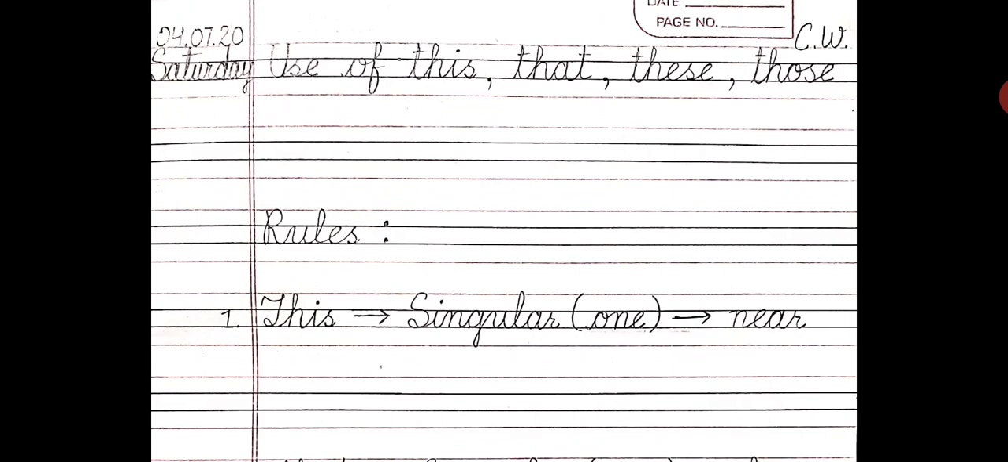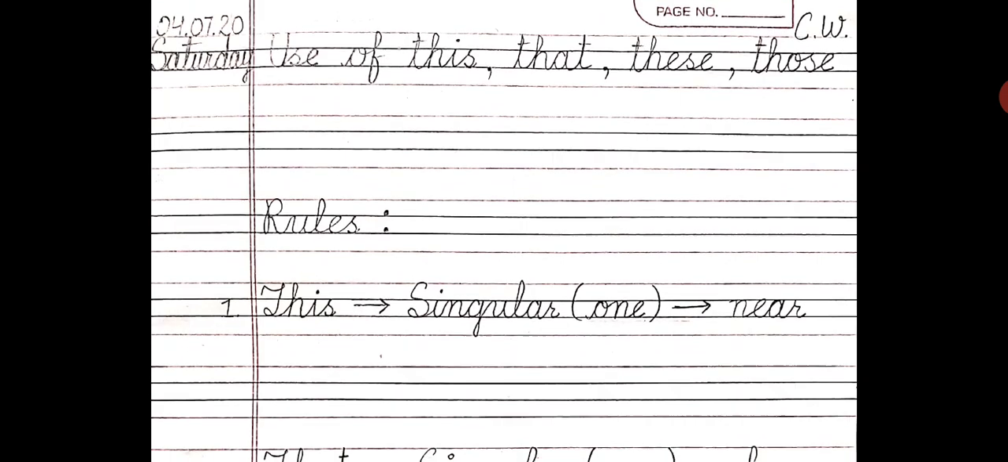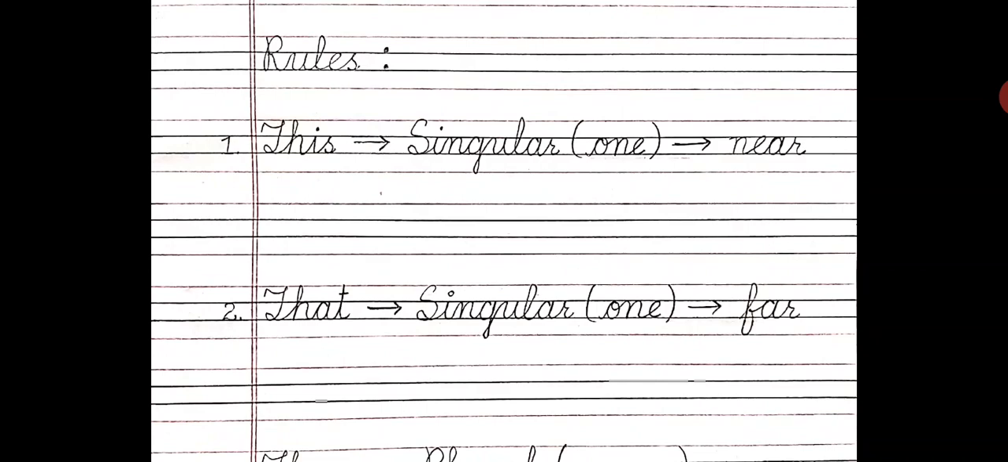Alright. Then in the first line, you will give a heading, use of this, that, these, those. Fine. Then leave a line and write the heading, rules. Then in the next line, you will write the first demonstrative pronoun, that is this. Then make an arrow to the right and write singular. Then write 1 in brackets. Again put an arrow and write near.